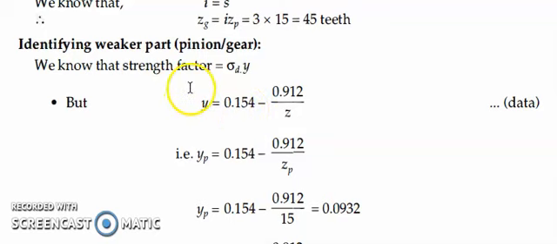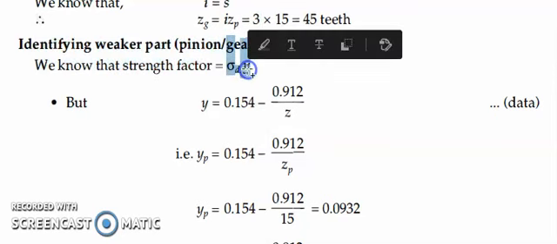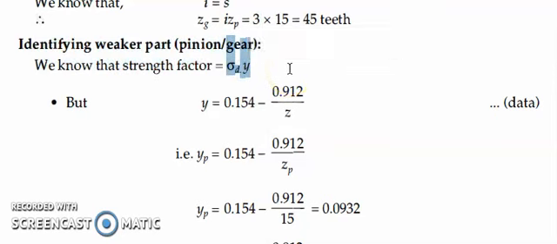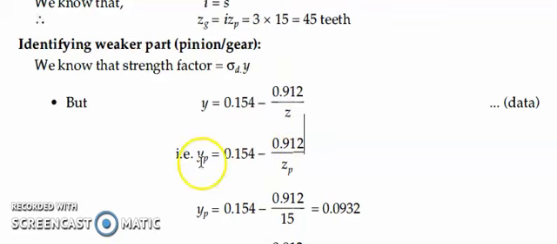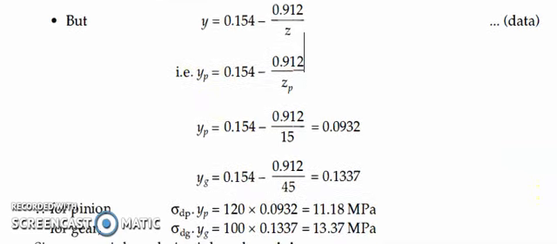Then first of all we need to calculate sigma d into y, that I discussed in the design procedure step. For that, sigma d is a given value, sigma d1 and sigma d2, that we already wrote. Next we need to calculate the value of y. Using this equation, according to the number of teeth, the value of y will vary. So you can find the value of yp, where p stands for pinion, and again you can find the value of yg.